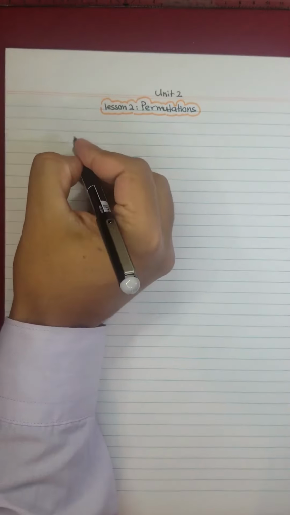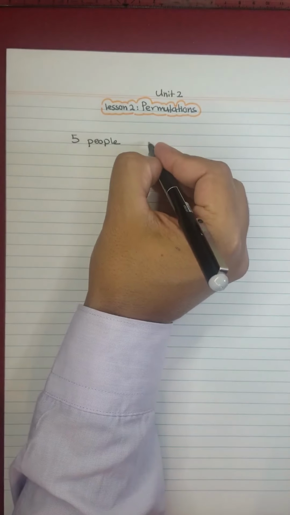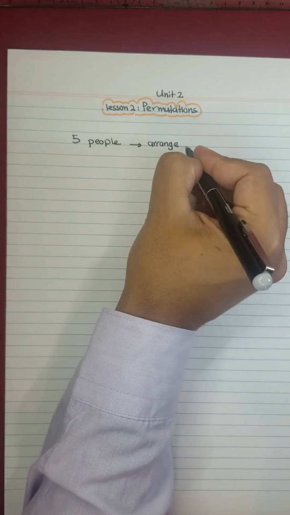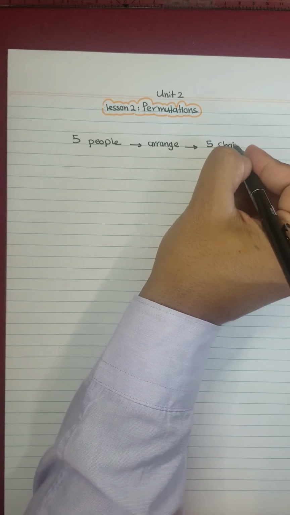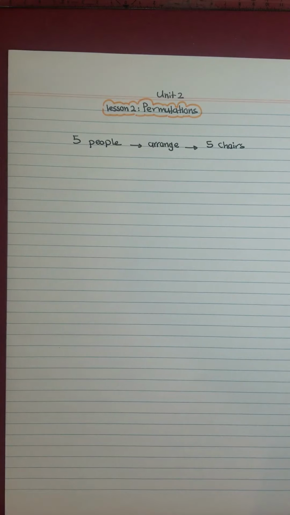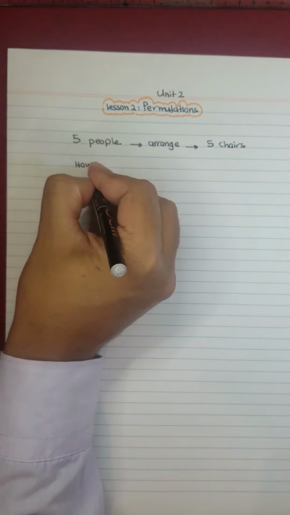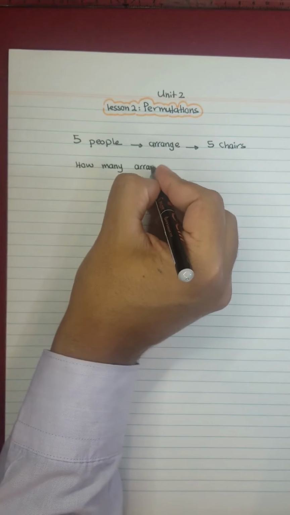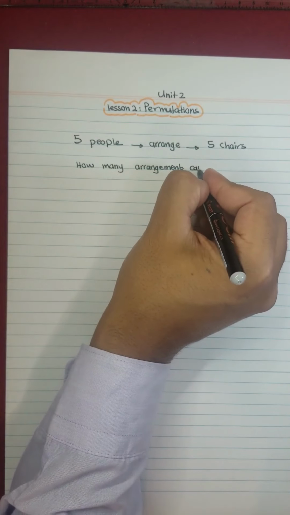Let's say that you have 5 different people, and what you need to do is arrange these 5 different people on a straight line to sit on 5 different chairs. And let's say that the question was how many arrangements can we have?